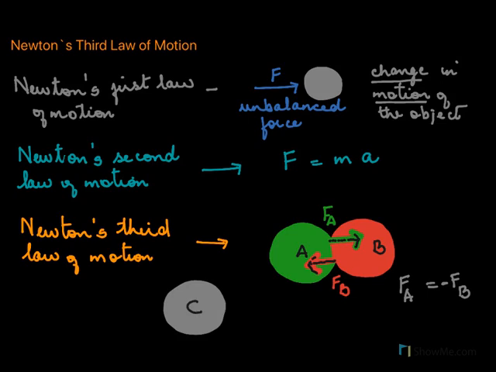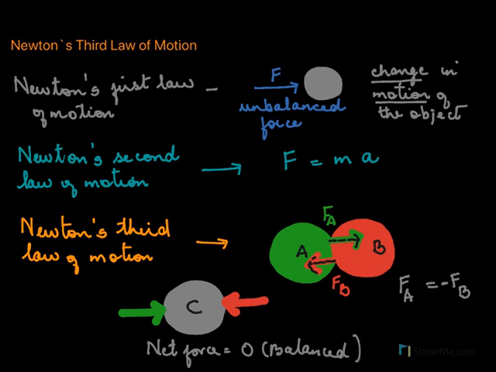Say I have a body C, and force A is acting on C, and force B is also acting on C. In this case, they become balanced forces. They are equal in magnitude, opposite in direction, and they act on the same body. So here the net force is equal to 0, so we call them balanced forces.